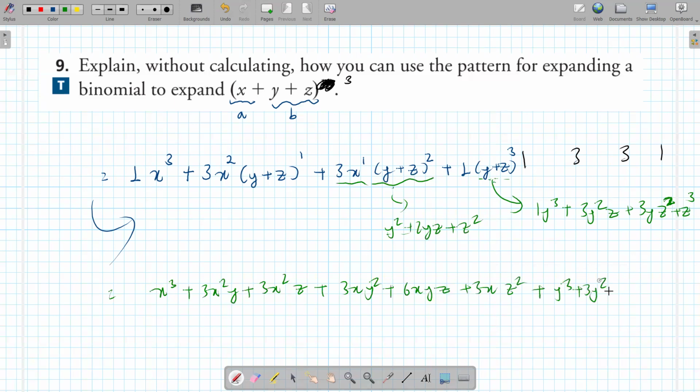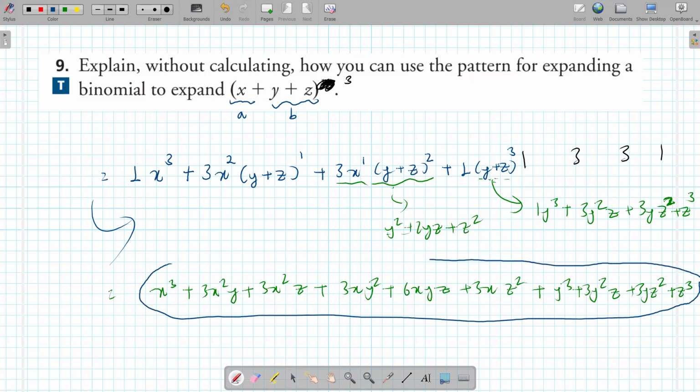So there's going to be many terms here because we have Pascal's triangle within a triangle. So if you have 3 terms, you'll end up getting actually 9 terms instead of the usual 4. So that will be the final answer for this question. It's a little bit tricky because we have a triangle within a triangle.